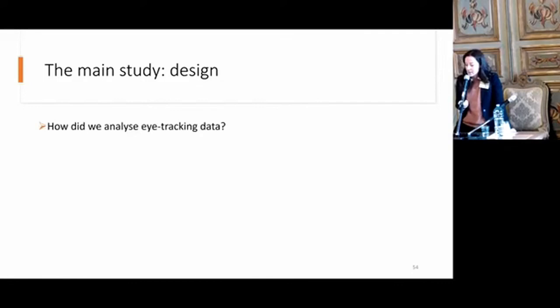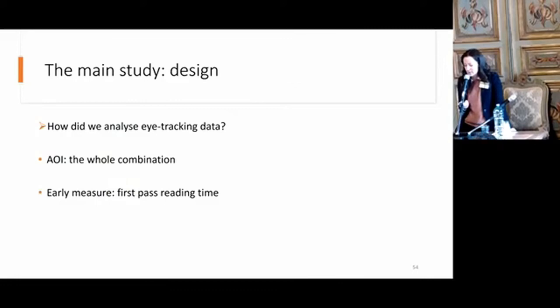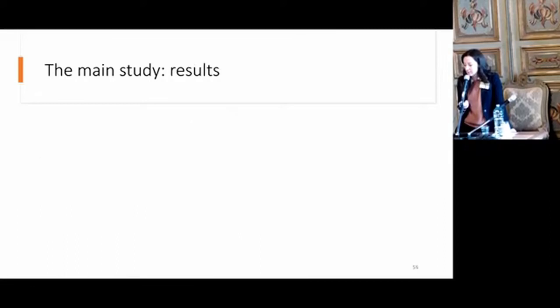The design, how did we analyze the eye tracking data? So we identified again the whole combination as our area of interest. The measures that we considered were first pass reading time and fixation count and total reading time. And now on to the results with Irene.